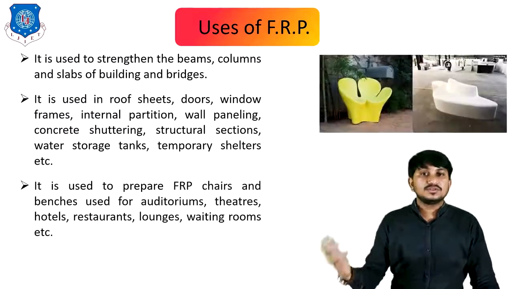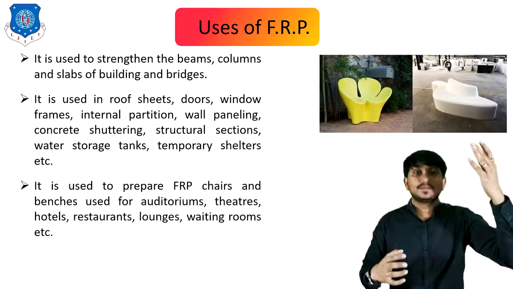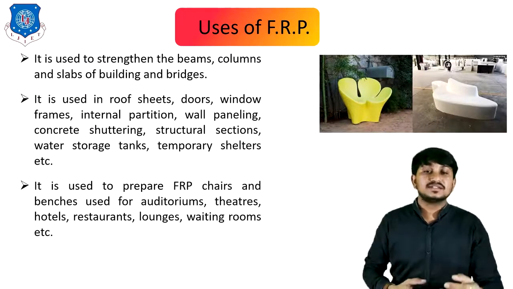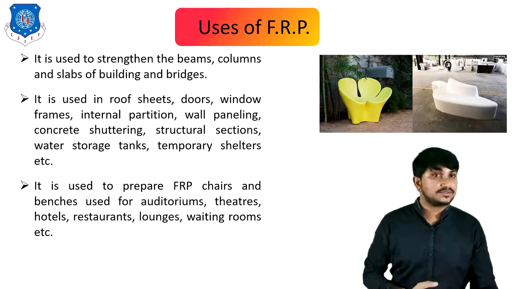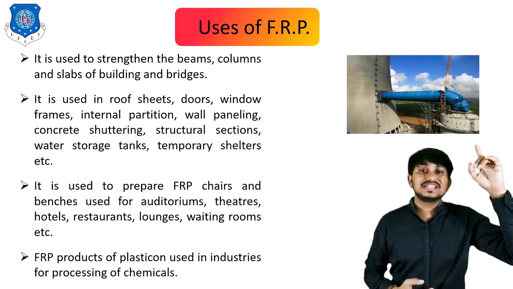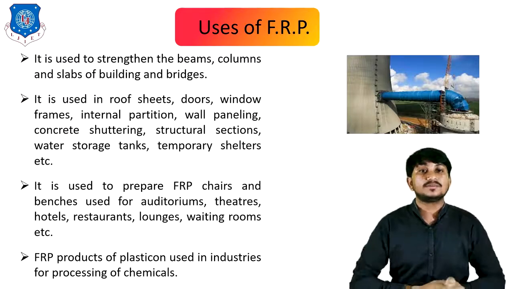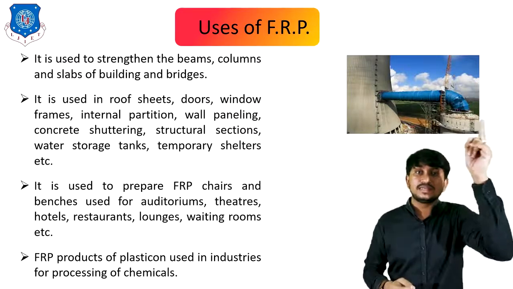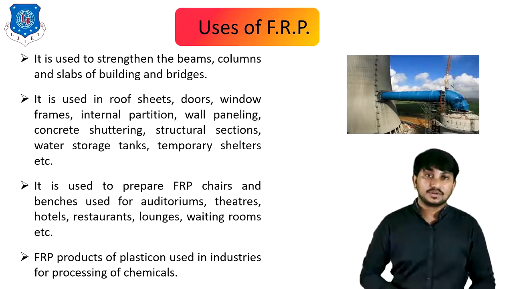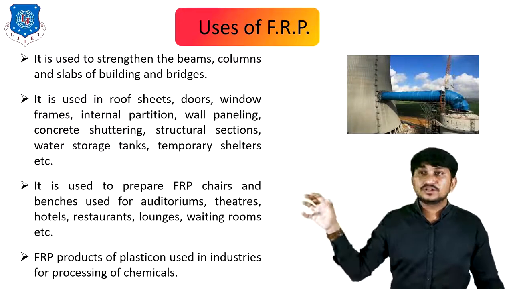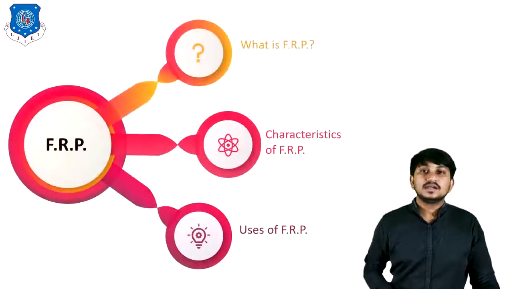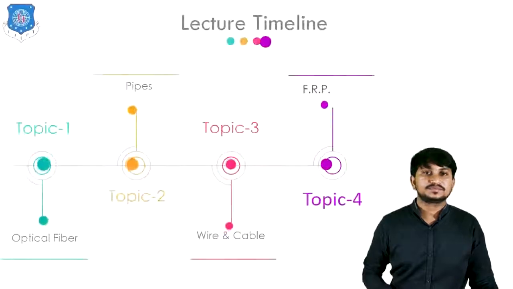Okay, it is also used to prepare FRP chairs and benches used for auditoriums, theaters, hotels, restaurants, lounges, waiting rooms, etc. Okay, FRP products of Plasticon are used in a number of industries for processing of chemicals. Here in blue color you can see the Plasticon material which transmits a number of chemicals through it. Okay, these are the various major uses of the FRP. That's all about the material FRP.